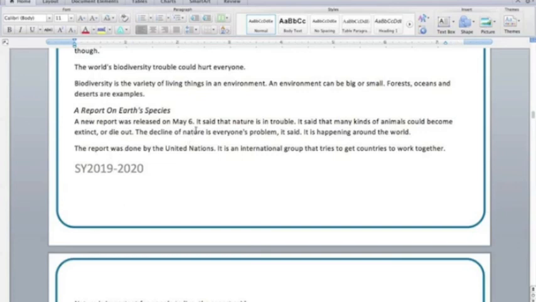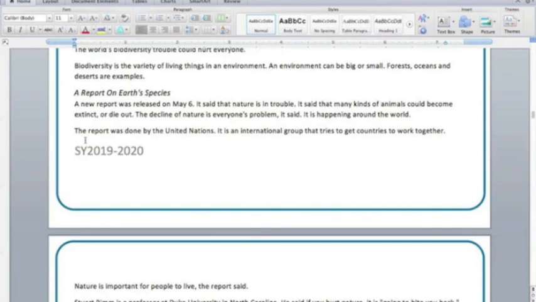An important detail could be that it is said that nature is in trouble. Another one could be that it is said that many kinds of animals could become extinct or die out. This is very important for us as we just finished reading because, as we know, humans depend on these resources. I'm going to keep going.